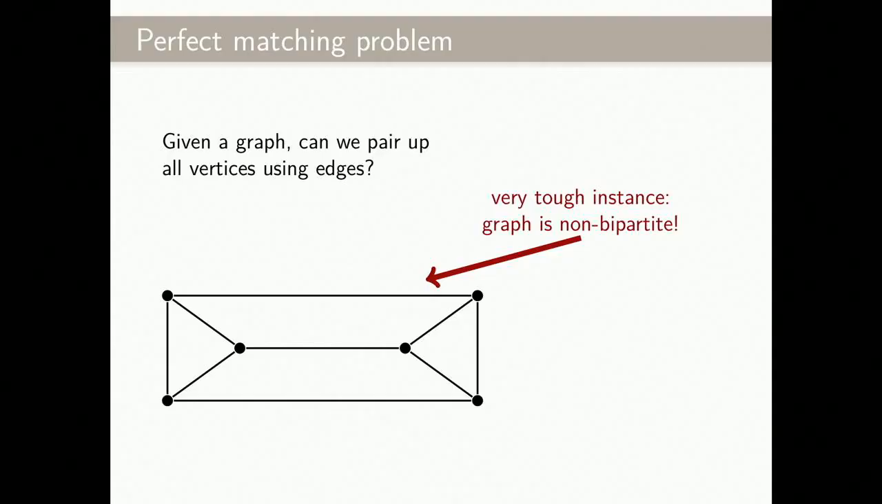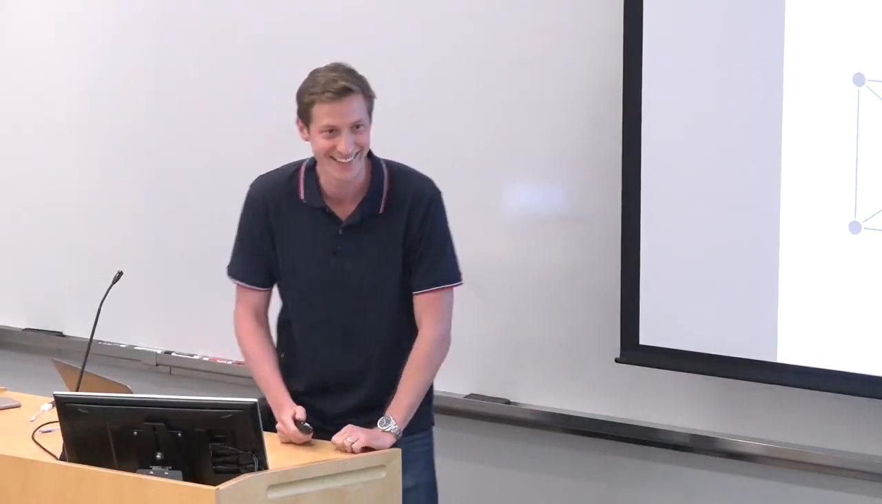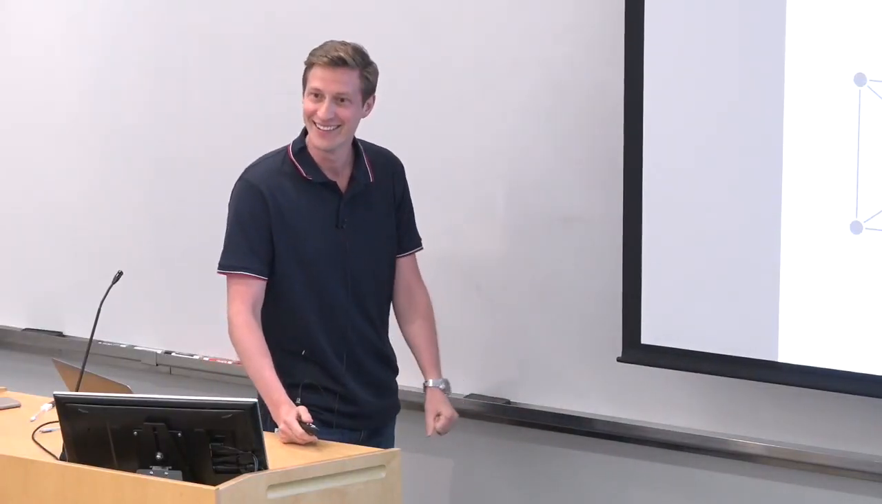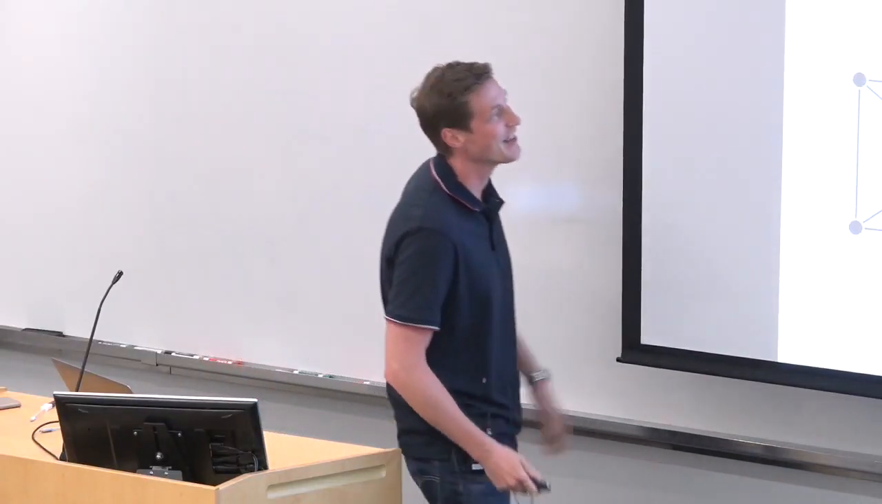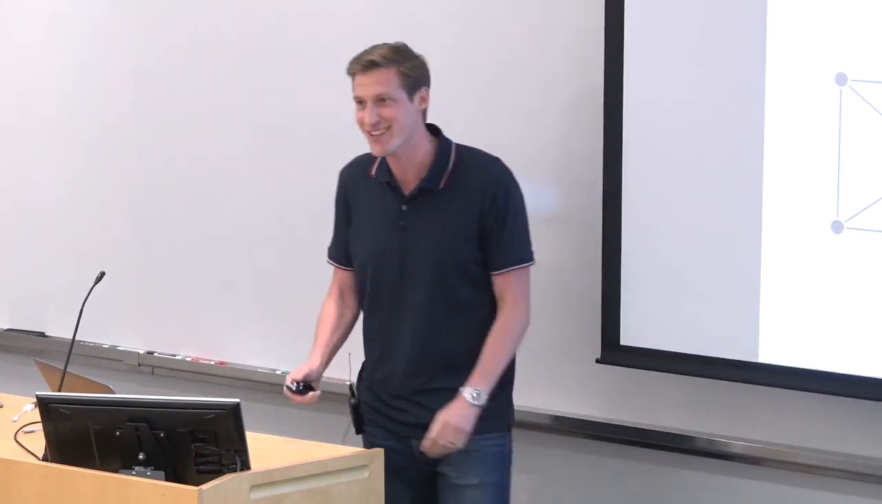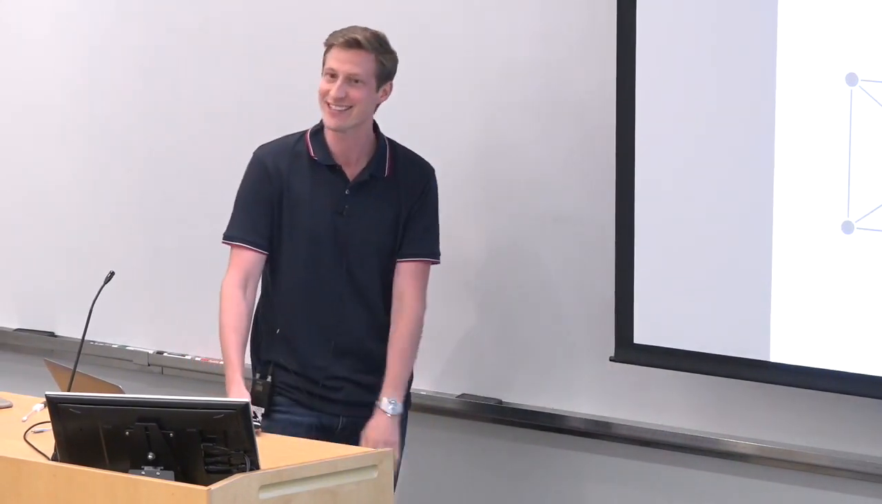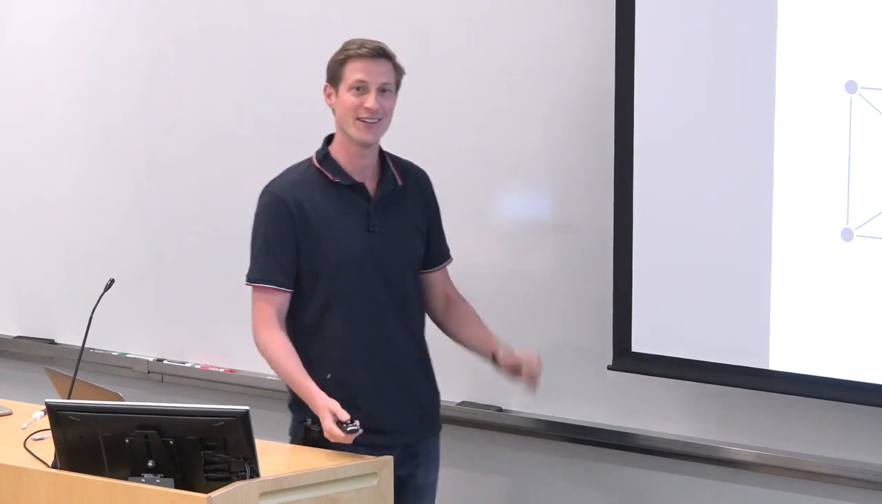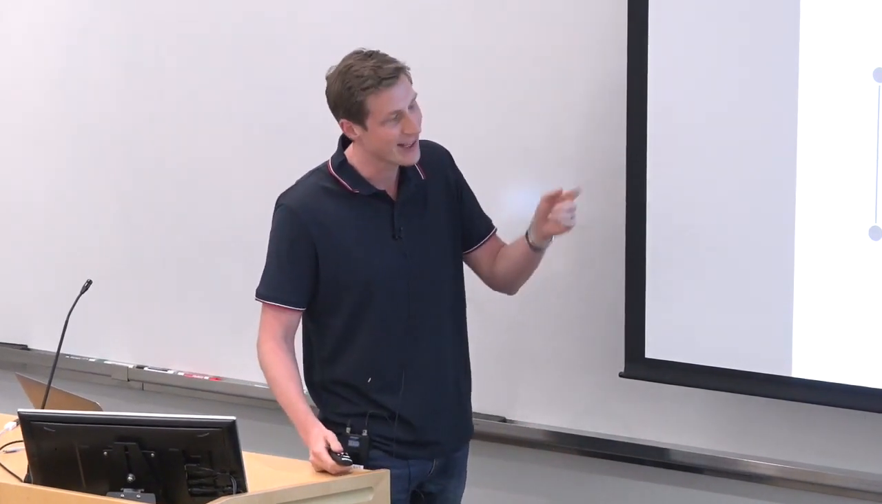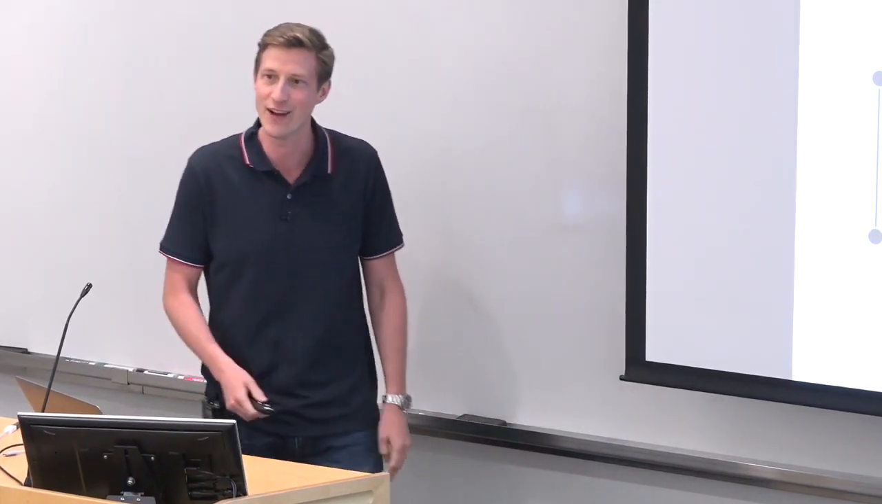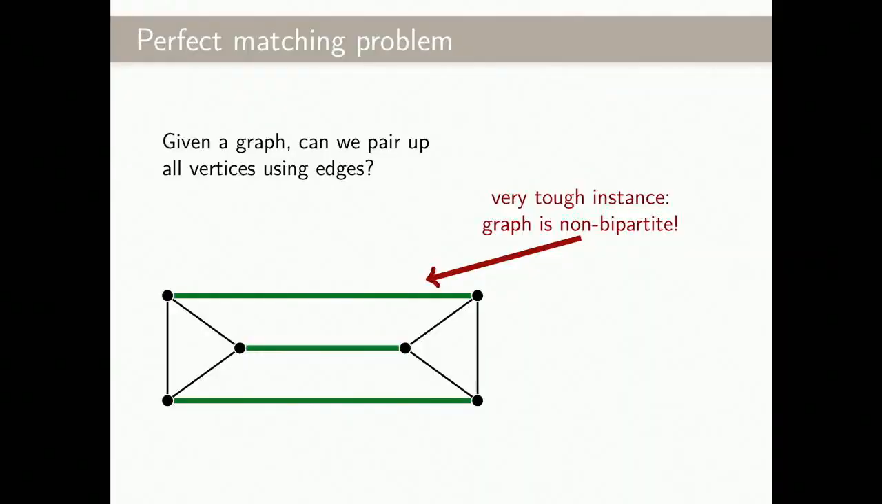I'm given a graph. Can we pair up all the vertices using edges? Does anyone see a perfect matching in this graph? It turns out that this graph is pretty tough. It's actually a good example. We will see later an approach for bipartite graphs, and this is a good example to explain why that approach fails for general graphs. So we will come back to this, even though the green perfect matching is trivial.